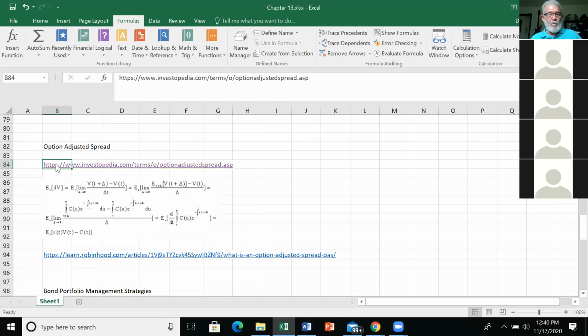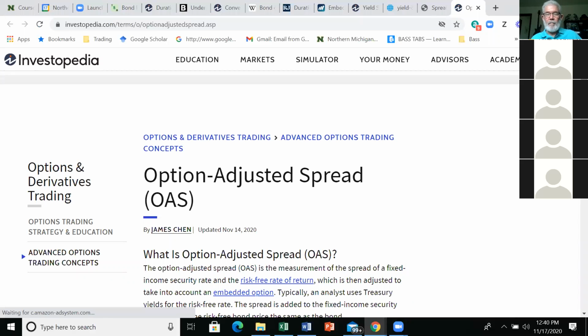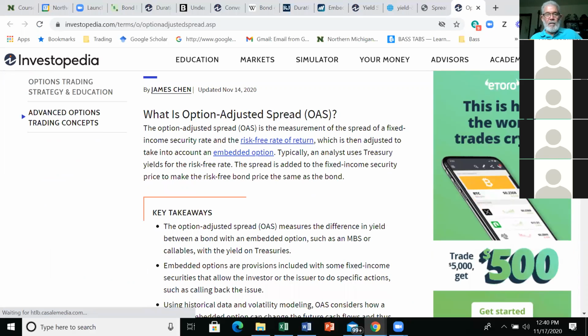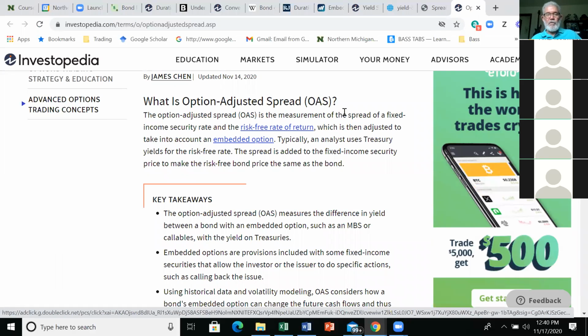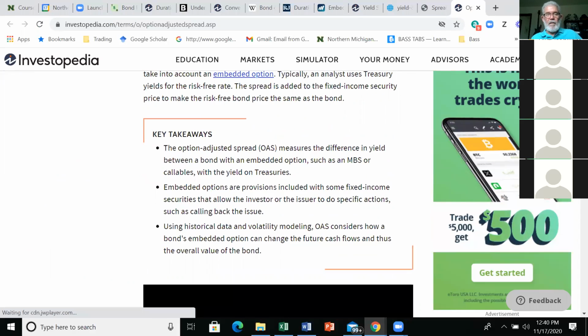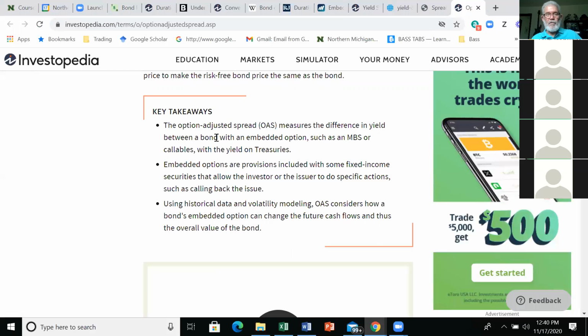So what's an option adjusted spread? OAS, not the group Oasis. Option adjusted spread is a measure of the spread of a fixed income security and a risk-free rate, which is then adjusted to take into account an embedded option. Well, that sounds pretty intense. I think if we study the takeaways, the difference in yield between a bond with an embedded option and the yield on treasuries. And embedded options are provisions included with some fixed income securities that allow the investor to do specific actions such as calling back the issue.